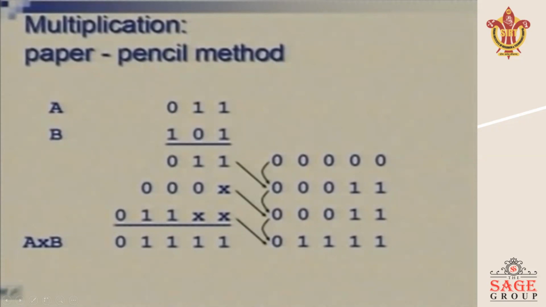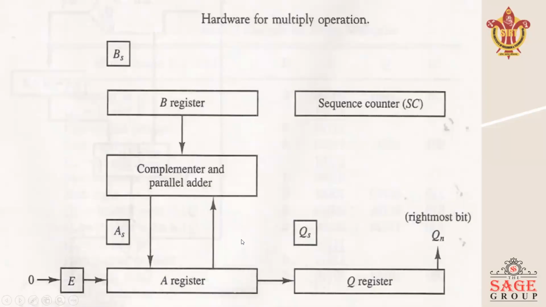Okay, so whatever you are seeing on the screen right now, this method is very easy, and we all know this method for decimal numbers, and the same method we can use for binary numbers also. We generate the partial products, these partial products are added, and finally we get the result of A multiplied by B. So how do we multiply the given two binary numbers?